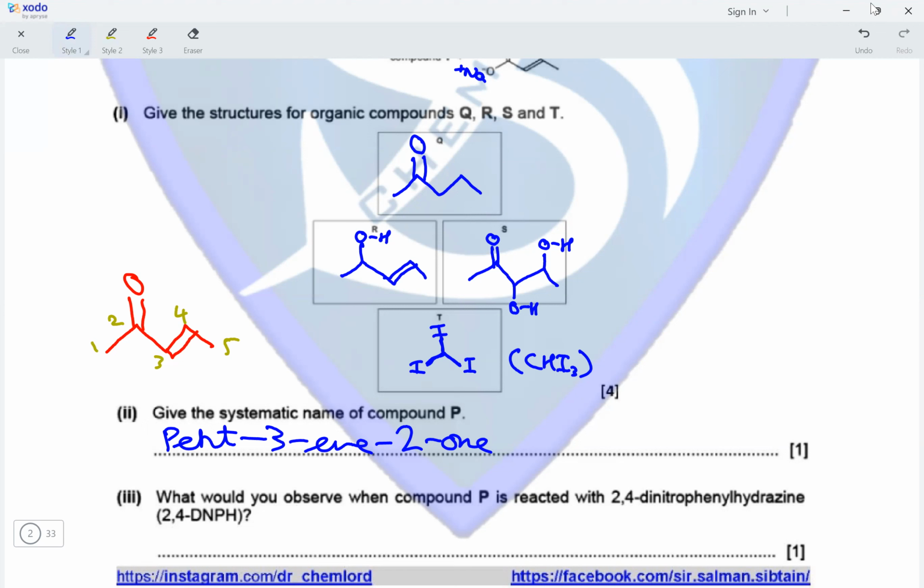What would you observe when compound P is reacted with 2,4-dinitrophenylhydrazine, or 2,4-DNPH? 2,4-DNPH is a test for the presence of a carbonyl group, and we do have a carbonyl group present here. So what we would observe is a yellow or orange precipitate. This confirms the presence of a carbonyl group in pent-3-en-2-one.